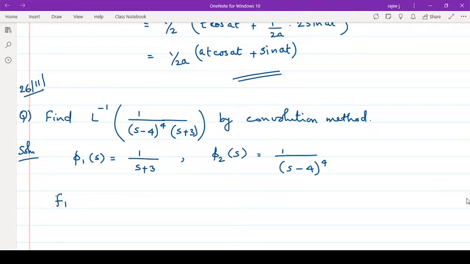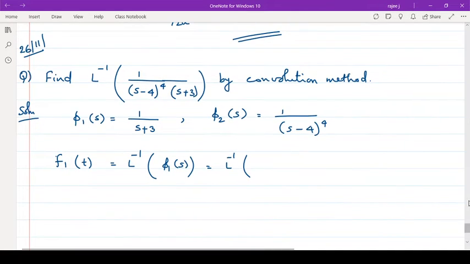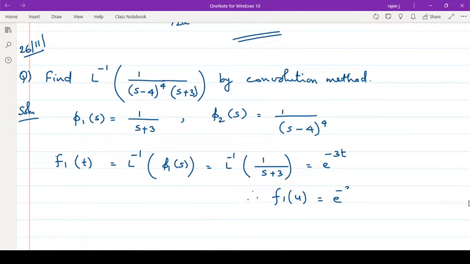So f1 of t here is equal to L inverse of this phi 1 of s, that is L inverse of, you just wait. Phi 1 of s is 1 upon s plus 3, which is equal to e to the power minus 3t. This is f1 of t. Therefore, corresponding f1 of u will be e raised to minus 3u.